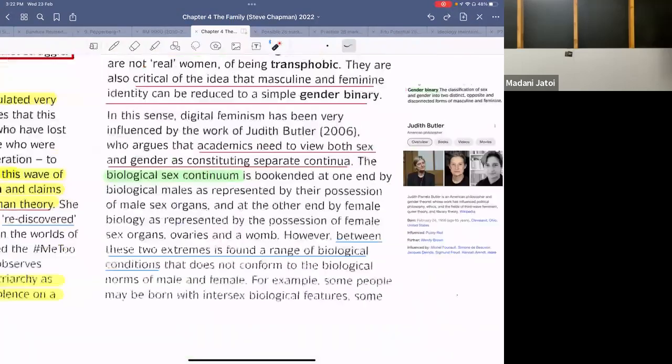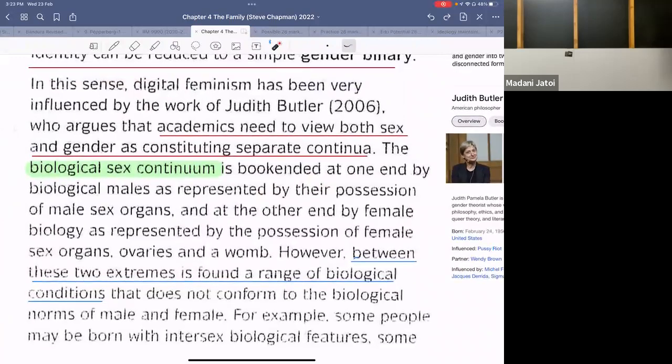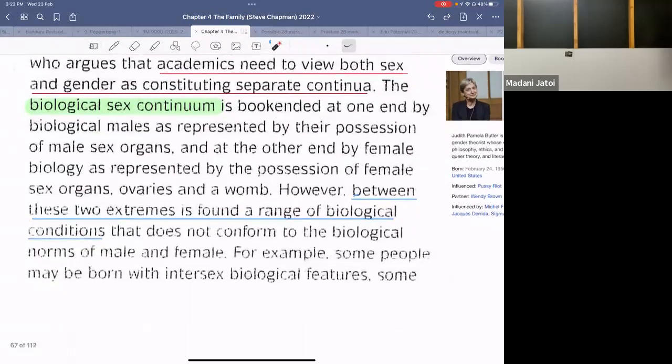Moving on. Influenced by the work of Judith Butler, who argues that academics need to view both sex and gender as separate continua. The biological sex continuum is bookended at one end by biological males, as represented by their possession of male sex organs, and at the other end by female biology, as represented by the possession of female sex organs, ovaries and womb. However, between these two extremes is found a range of biological conditions. Do we get this, everyone? For example, some people may be born with intersex biological features.